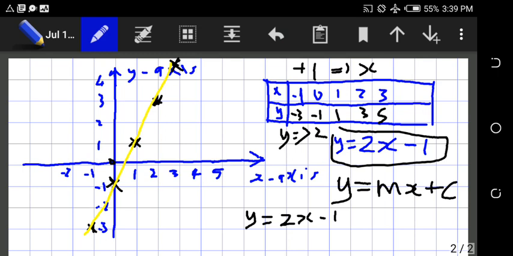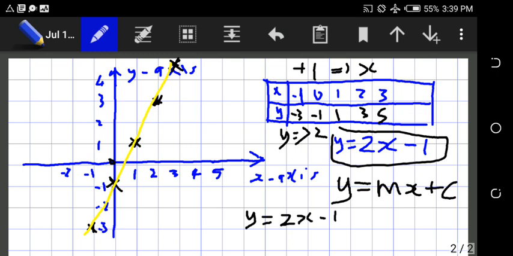What you have to watch out for is when x is making moves, how does y react? When x is moving in steps of 1, how many jumps does your y make? The jumps that y makes is what we refer to as the slope, while the point where the straight line cuts the y-axis is where we have the intercept.